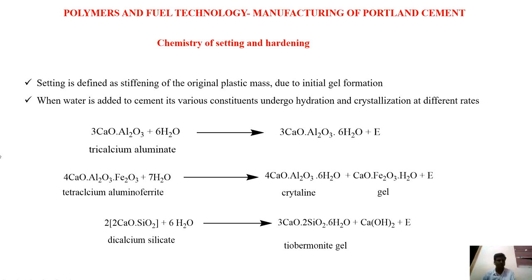If we add water, then tricalcium aluminate and tetracalcium aluminoferrite of the cement constituents undergo hydration, and first the aluminates start to hydrate. Initial hydration takes place in 24 hours, and then it completes in 7 to 8 days. Then the crystallization of aluminates starts, and at the same time the silicate starts to hydrate, which results in the formation of tobermorite gel along with calcium hydroxide. This tobermorite gel forms a hard, stiff material.